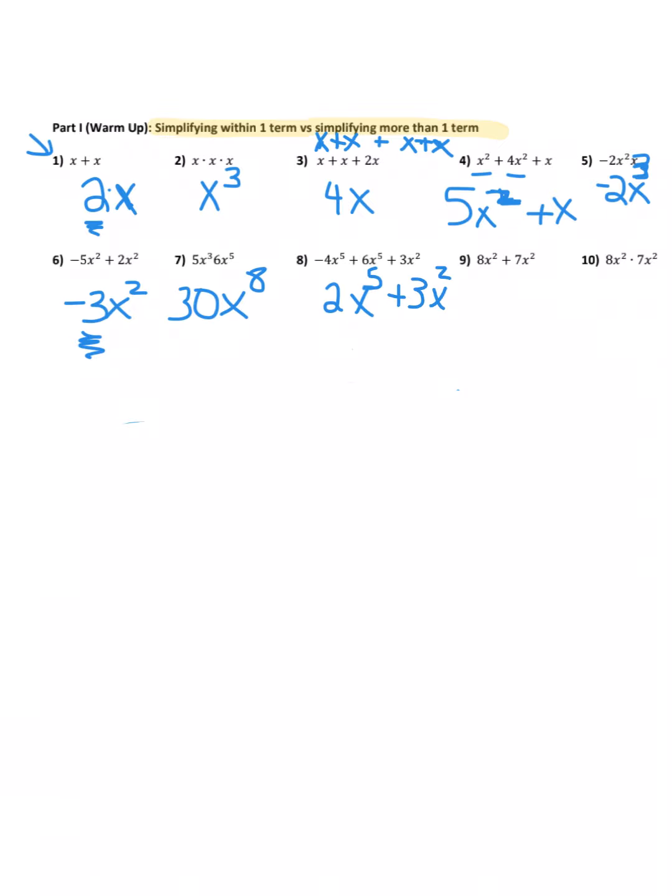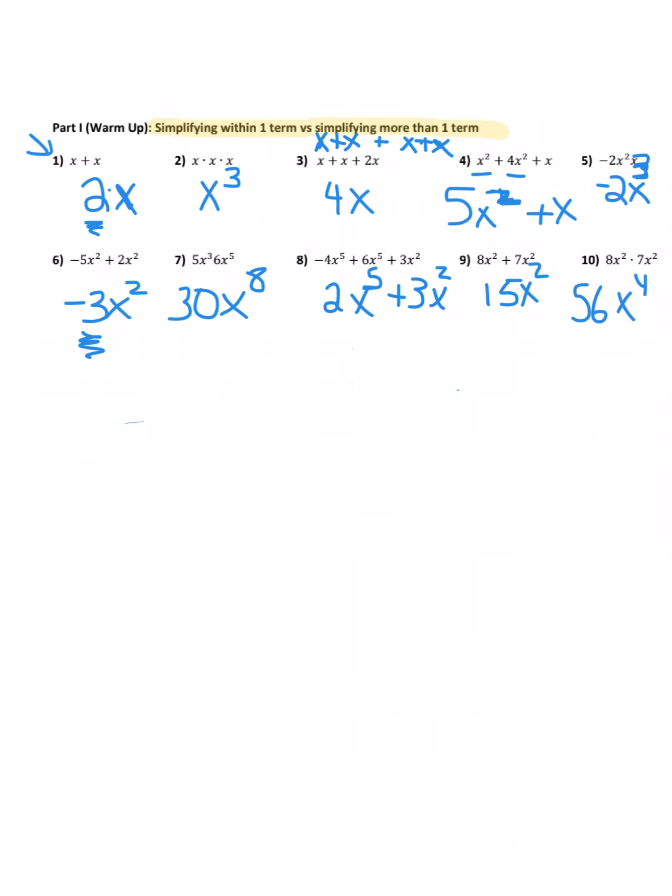I have 8x squared plus 7x squared. We know 8 times x squared is really 8 x squareds added together plus 7 more x squareds added together. That's 15 x squareds added together, which I can write in a quicker way as 15 times x squared because multiplication is short for repeated addition. Number 10, we're simplifying within one term, so we're simplifying repeated multiplication here. 8 times 7 is 56. X squared times x squared is x to the 4th.